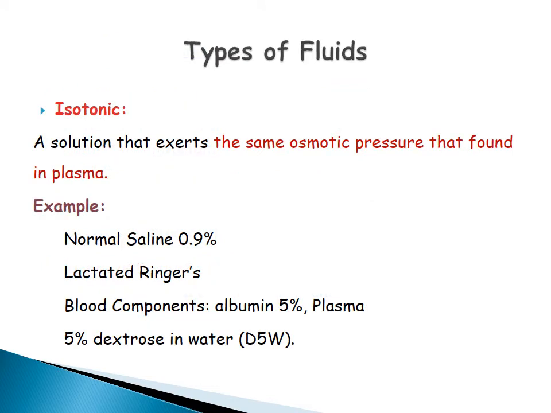Types of fluids: isotonic, hypotonic, hypertonic. The isotonic is a solution that exerts the same osmotic pressure that is found in plasma. Example: 0.9% normal saline, lactated Ringer's, blood components, albumin 5%, plasma, 5% dextrose and water, D5W.